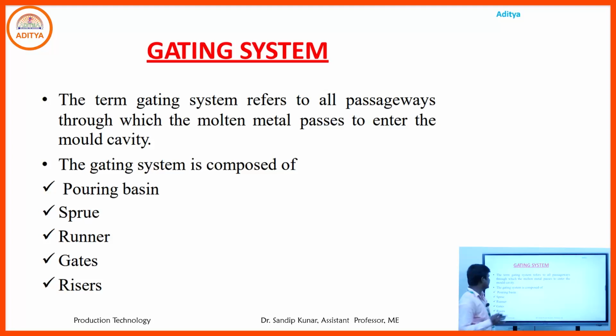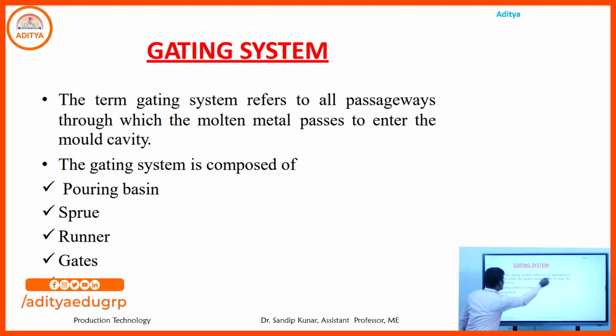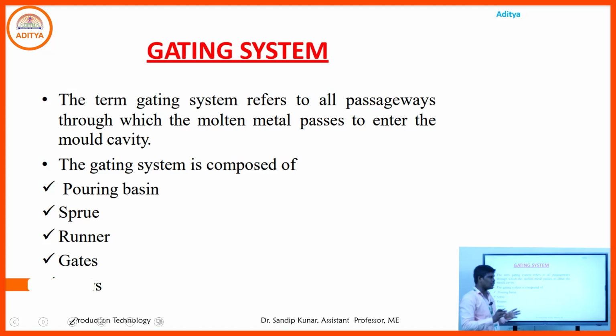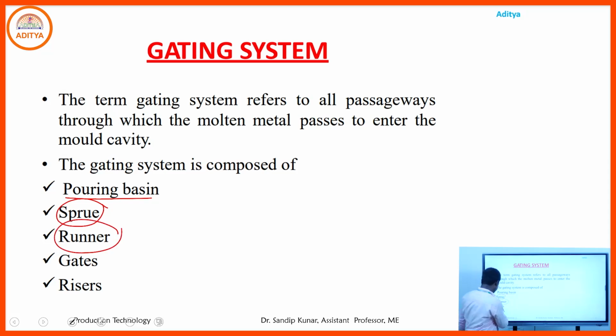What is a gating system? Gating system refers to all the passageways, the network of channels, through which we send the molten metal to the particular mold cavity. What are the units of the gating system? First, the pouring basin, then the sprue, then the runner, fourth is the gates, and fifth is the risers. Those are the five units, the main parts of the gating system.